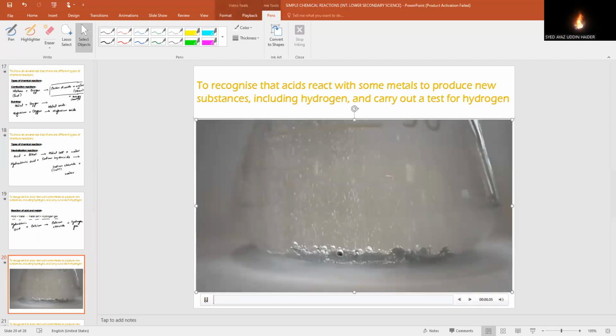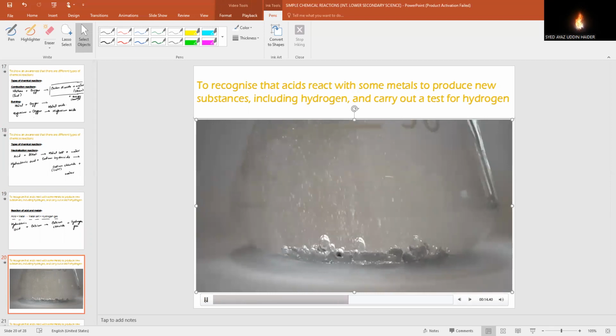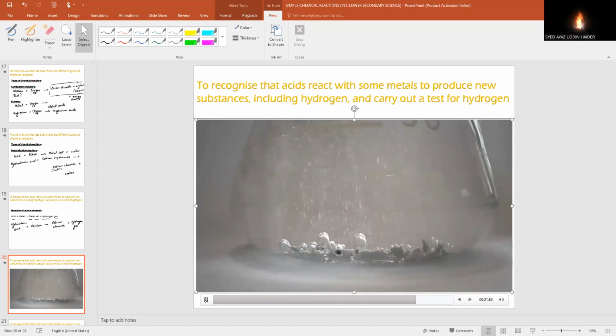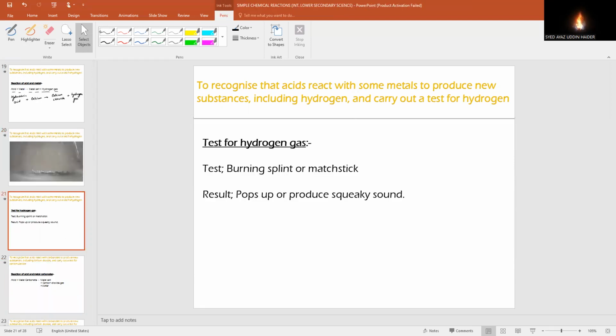This is a reaction between zinc and hydrochloric acid. You will see the bubbles produced. These bubbles are of hydrogen gas. And the other product produced is metal salt, which is zinc chloride here. Zinc chloride is soluble in water, so you can't see this zinc chloride here. Test for hydrogen gas. Remember, the test is a burning splint or matchstick, and the result is a pop or squeaky sound.